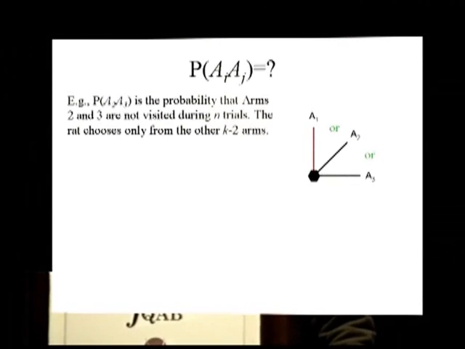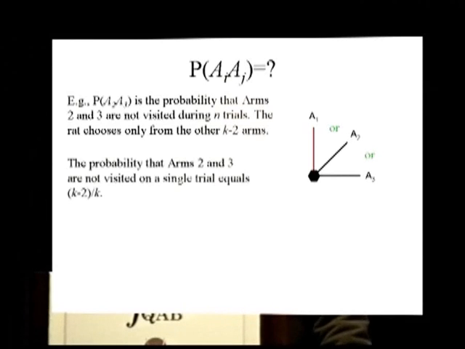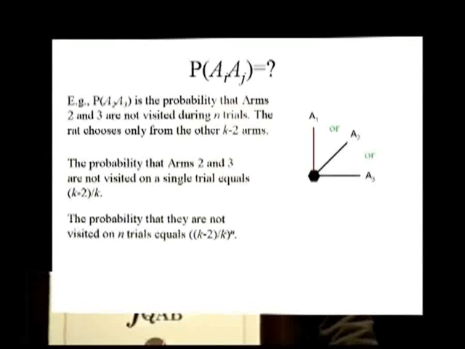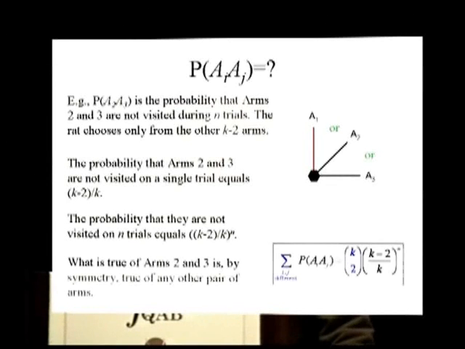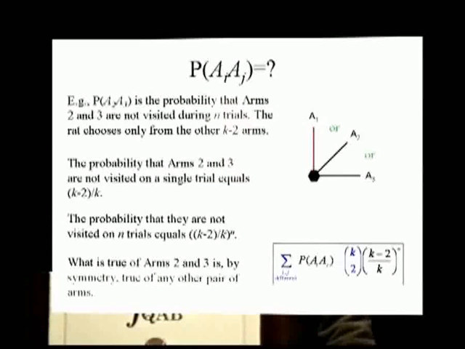So this means that the guy has sampled from the other k minus 2 arms for n trials. So on one trial, that probability is k minus 2 over k. Over n trials, it is this. What is true of arms 2 and 3 is true of any other pair of arms. So I take advantage of symmetry.